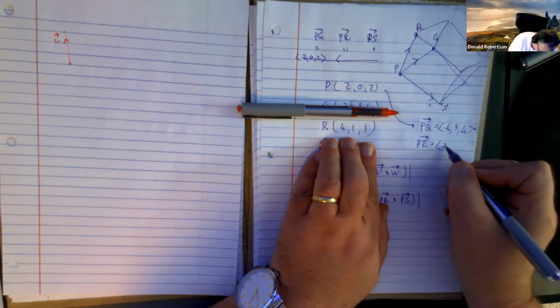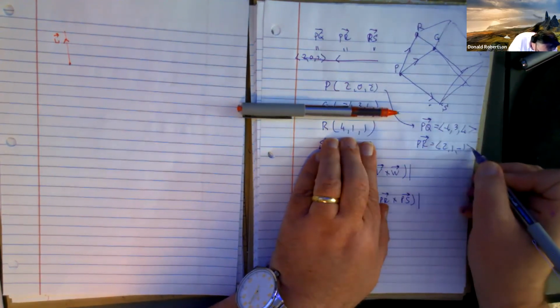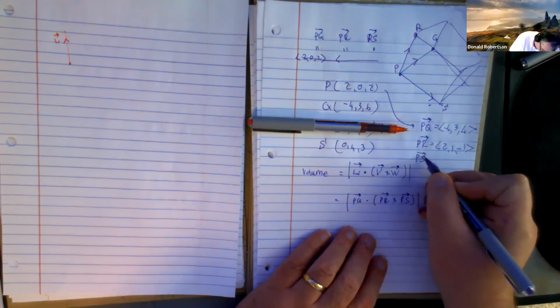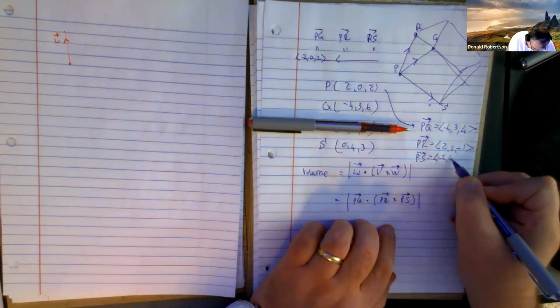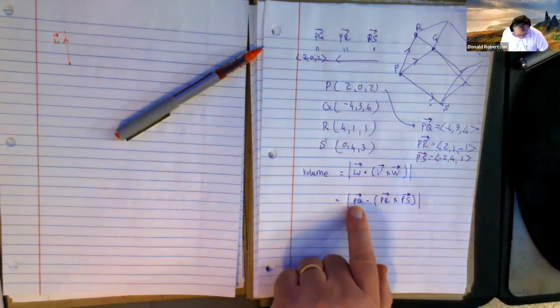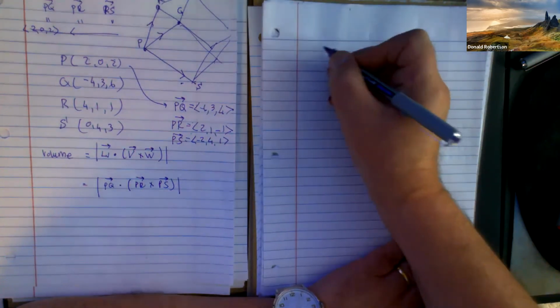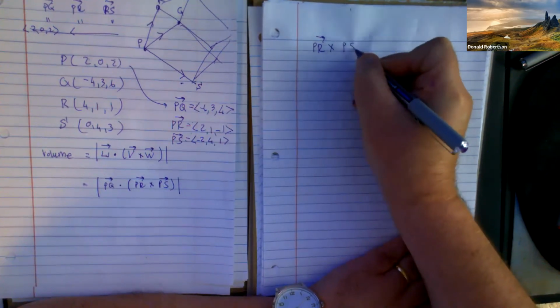Second take away the first, 2. 1 take away 0, 1. 1 take away 2, -1. And to get the last one, PS: 4 take away 0, and 3 take away 2 is 1. So these three are going to go here, here, and here. There is a lot going on in here, so I'm going to do some work at the side. Let's do the cross product of the vector PR and the vector PS.